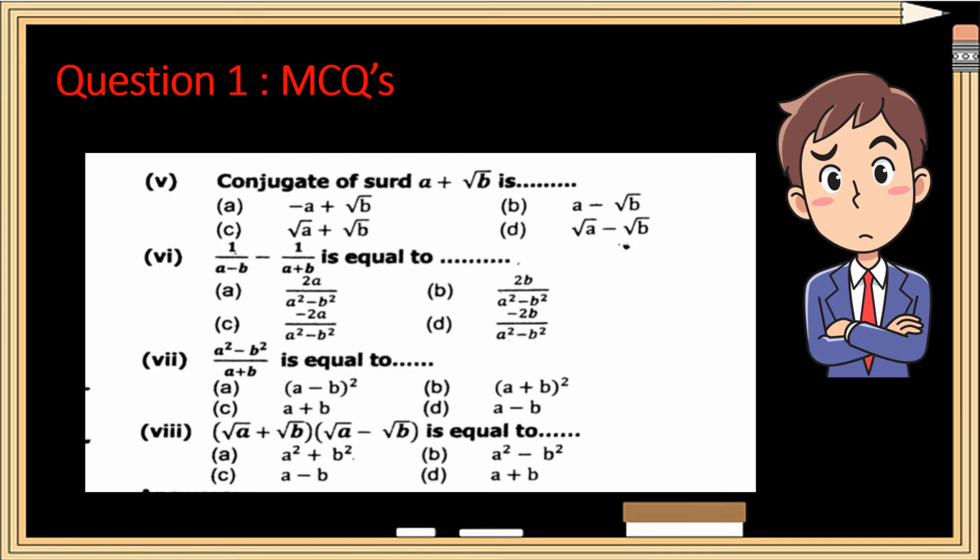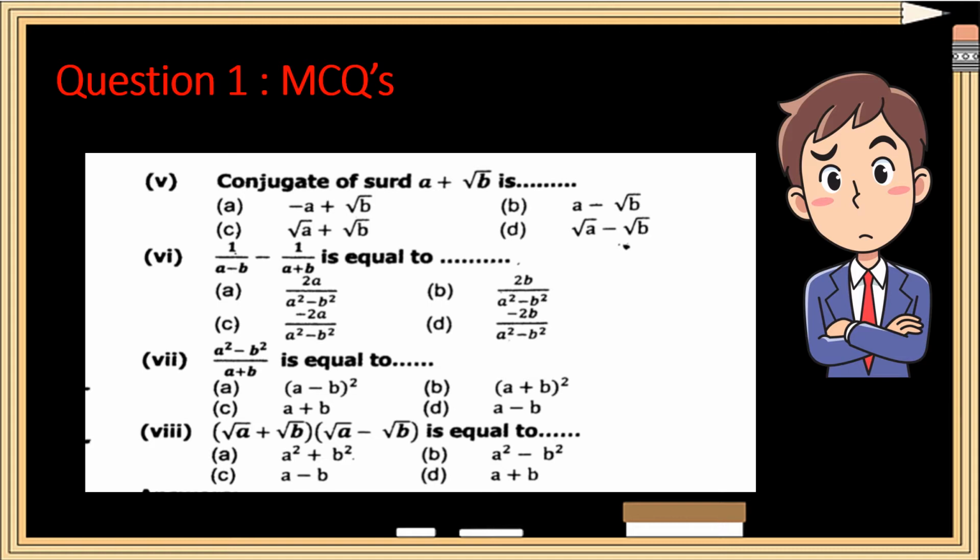In part number 5, you have to calculate the conjugate of the surd a plus square root of b. So how can we take the conjugate? We can take the conjugate just by replacing the sign that is present with the radical sign. You have a positive sign with square root of b, so you will replace it with a negative sign. So option B is the correct answer. Now in part number 6, you have 1 over a minus b minus 1 over a plus b. You will simply take the LCM, that will be a minus b into a plus b. You will solve the question yourself.